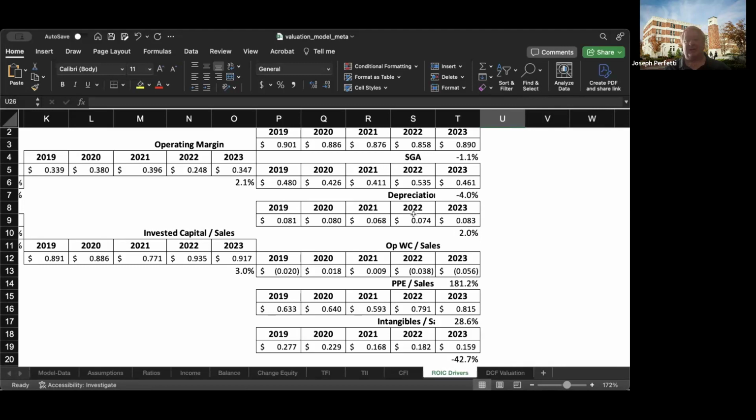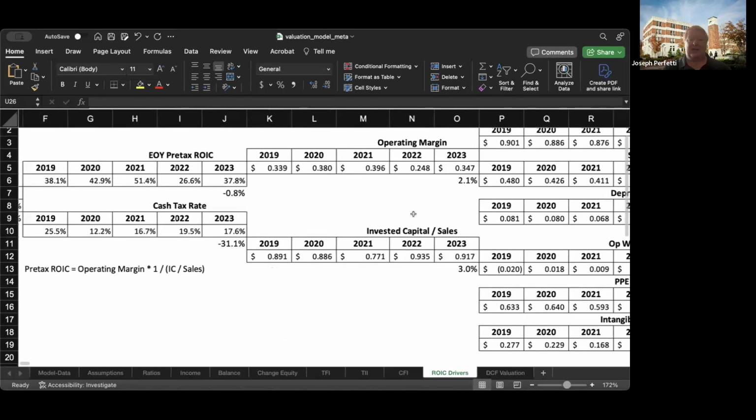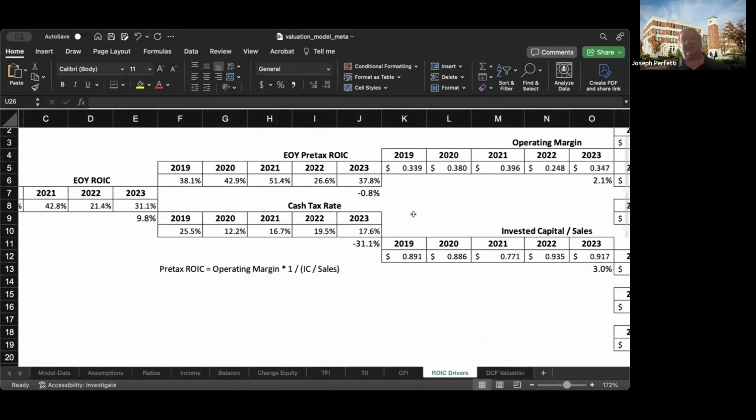So again, summarizing, because of the loss of productivity in PP&E to sales going from 63 to 82, that caused the overall invested capital to sales to go from 89 to 92, which correspondingly offset an operating margin improvement from 34 to almost 35 due to a 1 point reduction in SG&A.